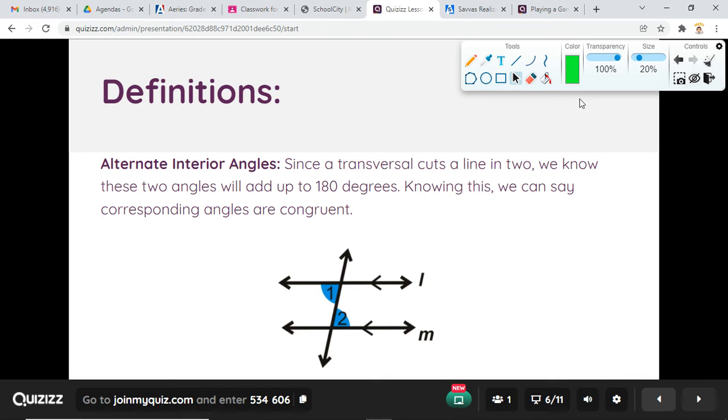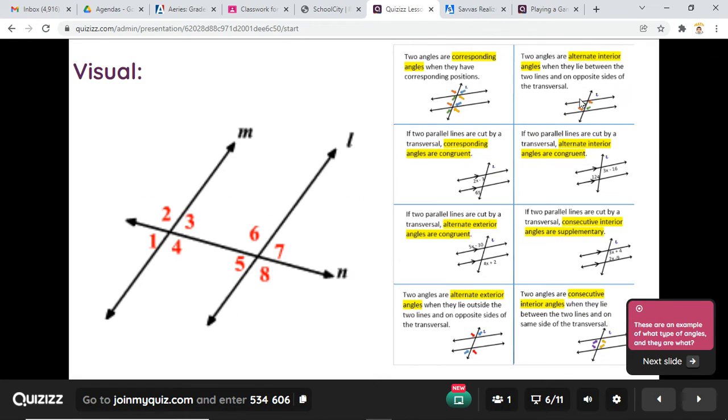All right, so I just wanted to rehash everything we just talked about there. So far we have learned about corresponding angles, and two angles are corresponding when they have corresponding positions, so either both above the line and both to the right of the transversal, or both below the line and to the left of the transversal.